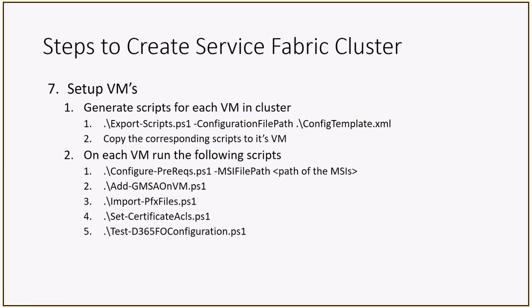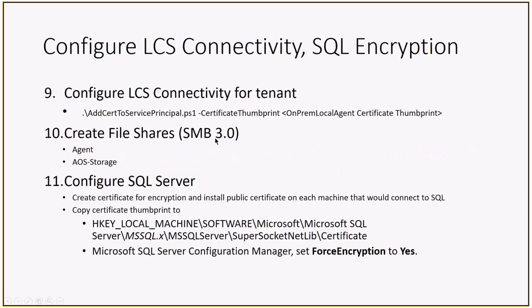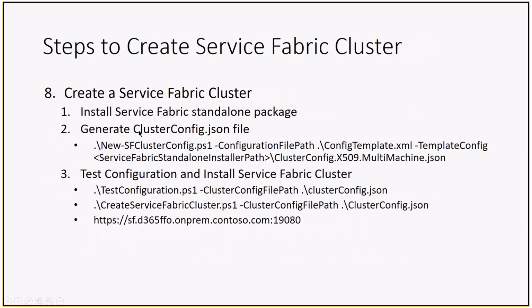To get the Service Fabric up and running, you have to download the Service Fabric standalone package and then install that on each of the VMs that will be part of the Service Fabric cluster. Then you run another script that we provide, sf cluster config.ps1, with the config template.xml as an input. And this script will generate another file called cluster config.json. This cluster config.json file is used to create your Service Fabric cluster.